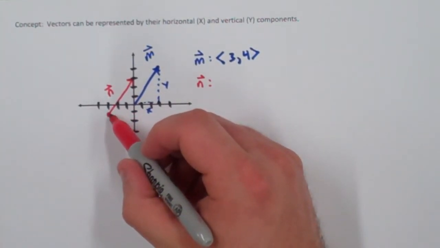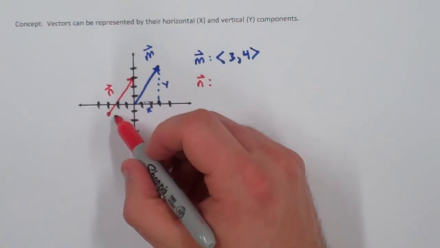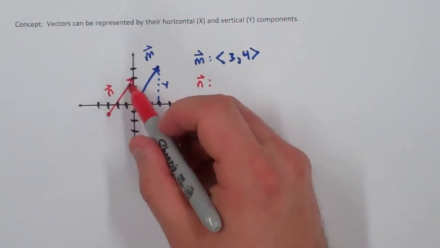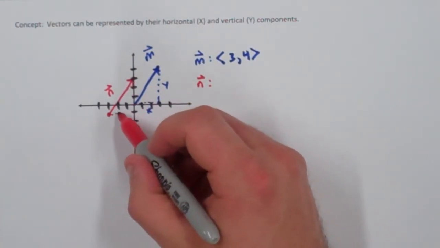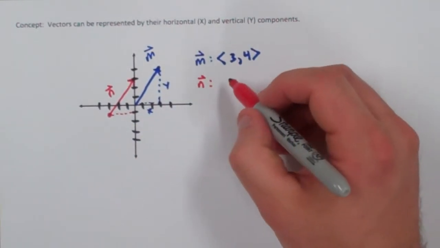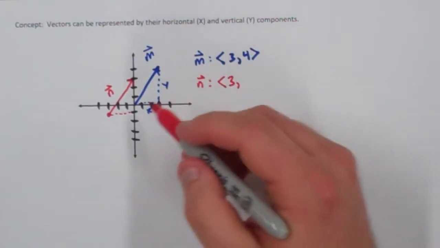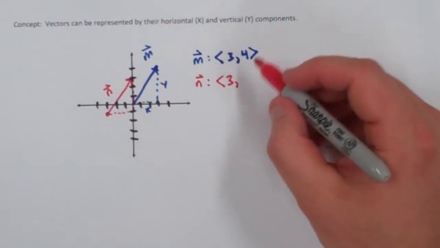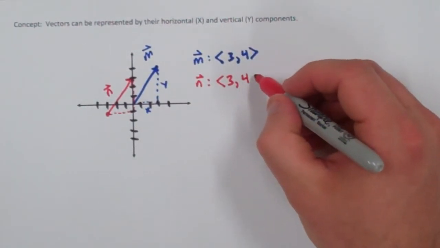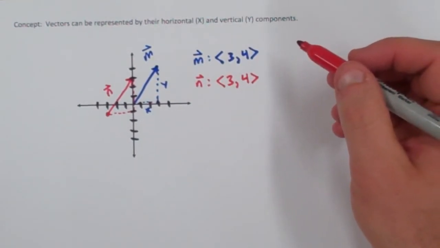So the x component is how would we get left to right over from the initial point to the terminal point, and of course that would be right 3. So this one is going to be a 3 here in this position, and then up 4. And so the vertical component would be up 4.